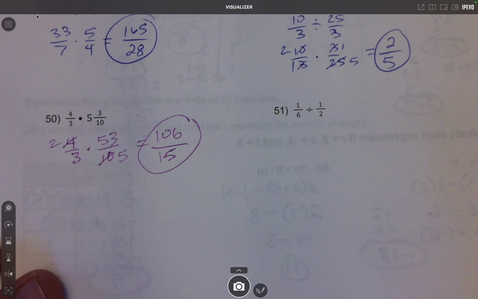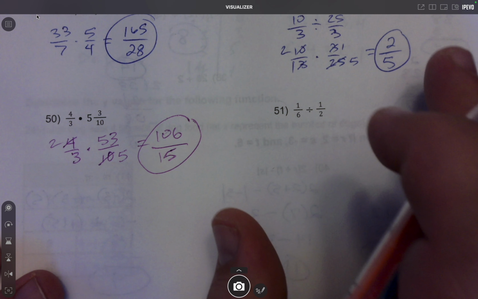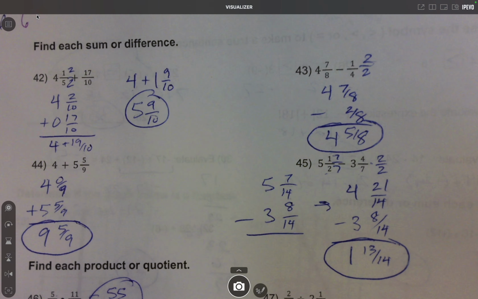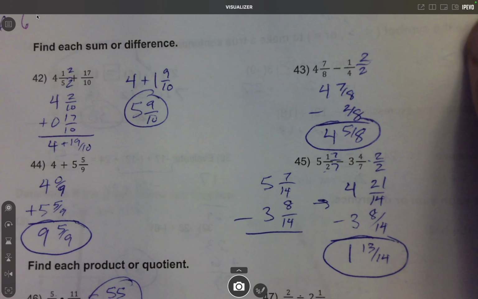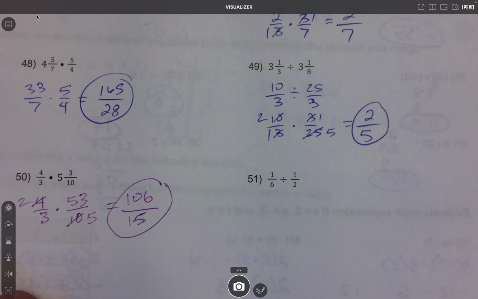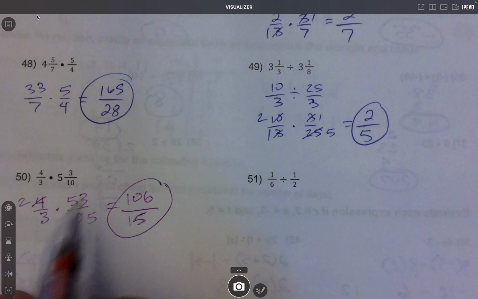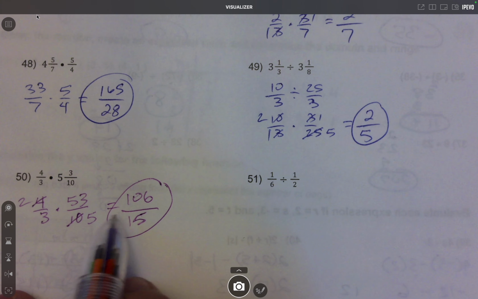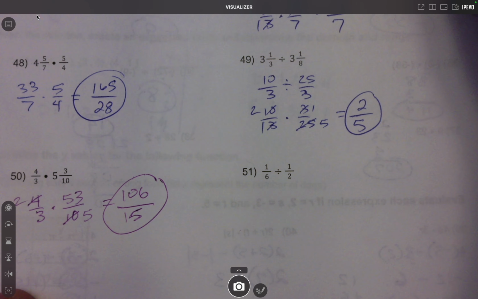And I will specify this on the test, but I'll just tell you now in this video, when you're adding and subtracting mixed numbers, your answer should be a mixed number. However, when you're multiplying and dividing, I will accept it either way. If you want to change it back to a mixed number, feel free. But since we have to change it to an improper fraction to do the process, I'm fine with you just leaving it that way.